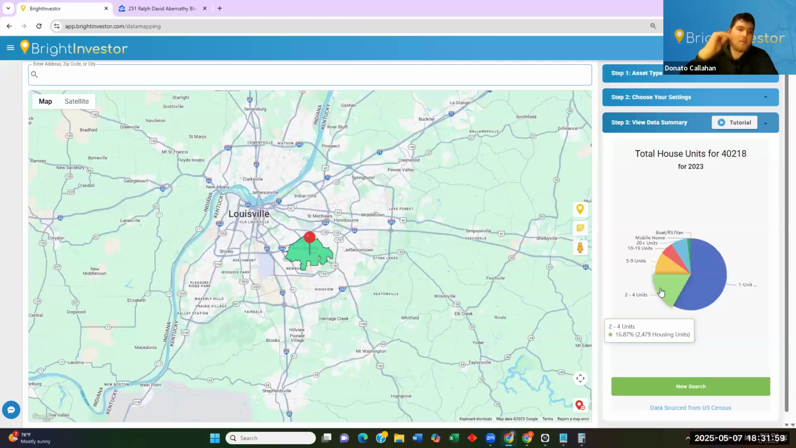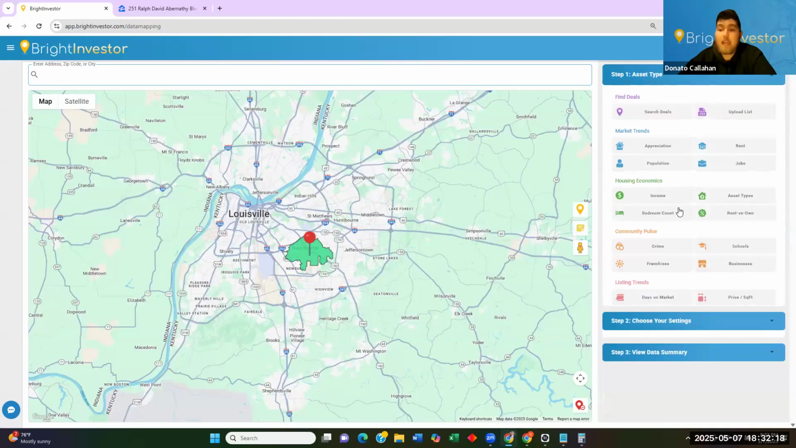Again, remember, we like to see at least 10%. If we went 2 to 4 plexes, they should make up at least 10% of that zip code. If we went 5 to 9 unit buildings, they should make up at least 10% of that zip code. The reason we go after 10% is if we're below 10%, we're going to be fighting for very little inventory, which can cause us to overpay. So when I see all that multifamily, I get excited.